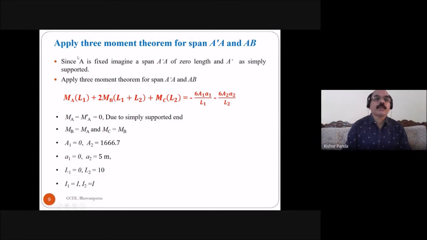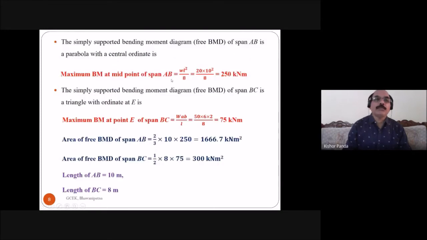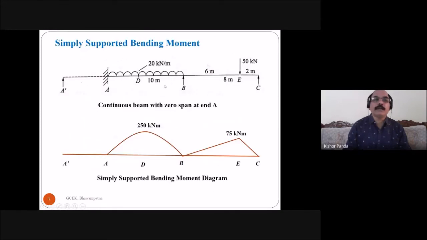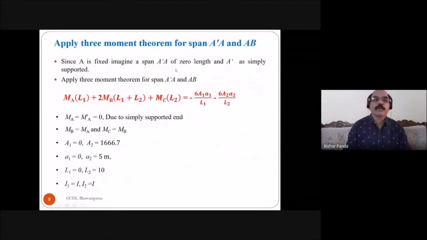Then apply the three moment theorem for span A dash A and AB. Since A is fixed, imaginary span A dash A is of 0 length and A dash is simply supported. So this is the three moment theorem: MA L1 plus 2MB L1 plus L2 plus MC L2 is equal to minus 6A1 small a1 by L1 minus 6A2 small a2 by L2.